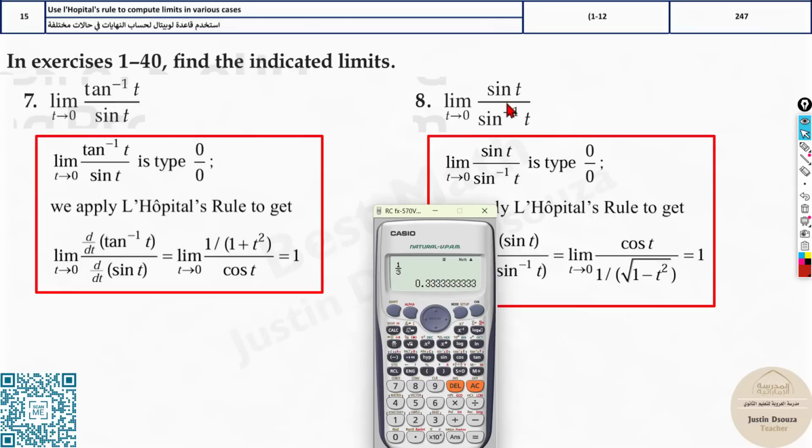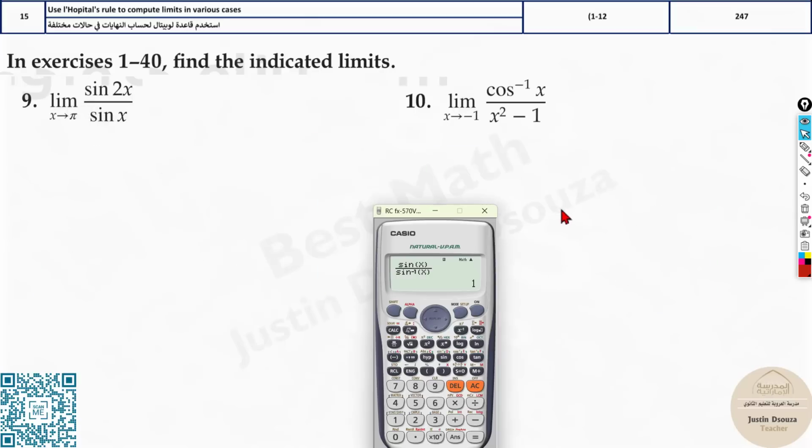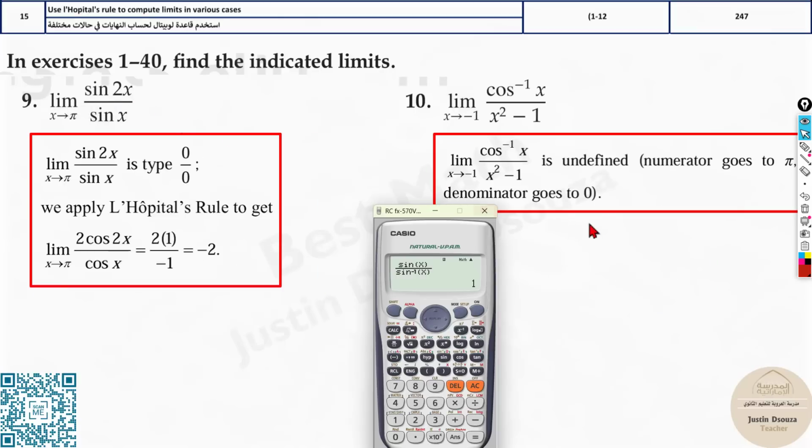Now over here, it doesn't matter that you have an inverse function. Let me do that. It's sine x, close the bracket, divided by sine inverse, which is given by shift and sine, then x, close the bracket. Now calculate it at 0.0001. You get 1, and you can also calculate it at minus 0.0001. You're getting the same one. If at all you get 2 different answers, that means the limit does not exist. These are the same thing over here. You write 2 before x and you can see the values.